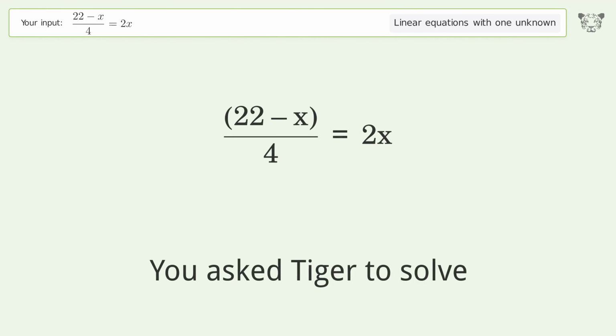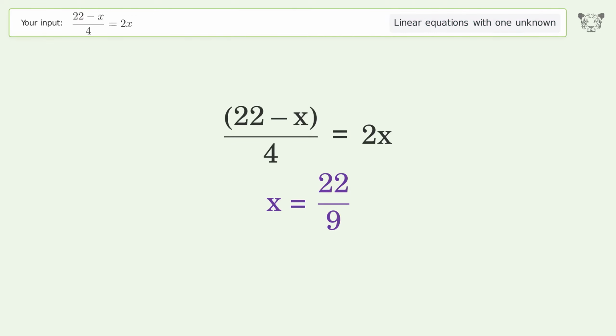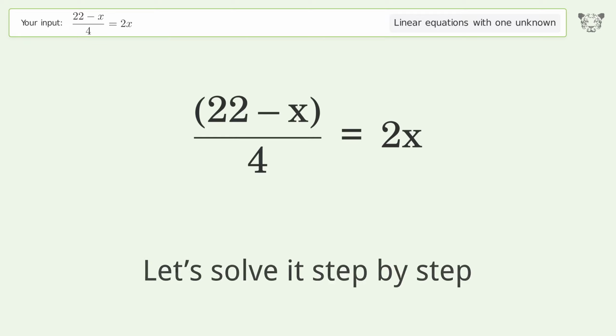You ask Tiger to solve this. This deals with linear equations with one unknown. The final result is x equals 22/9. Let's solve it step by step.